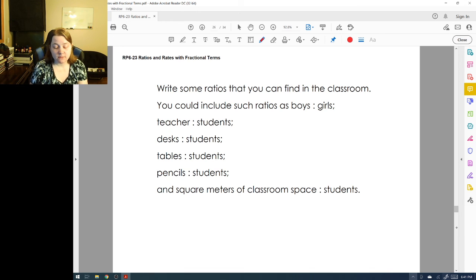We could write some ratios that we could find in the room. We could talk about teachers to students, desks to students, tables to students, pencils to students, and square meters of the classroom space to students. So many students.